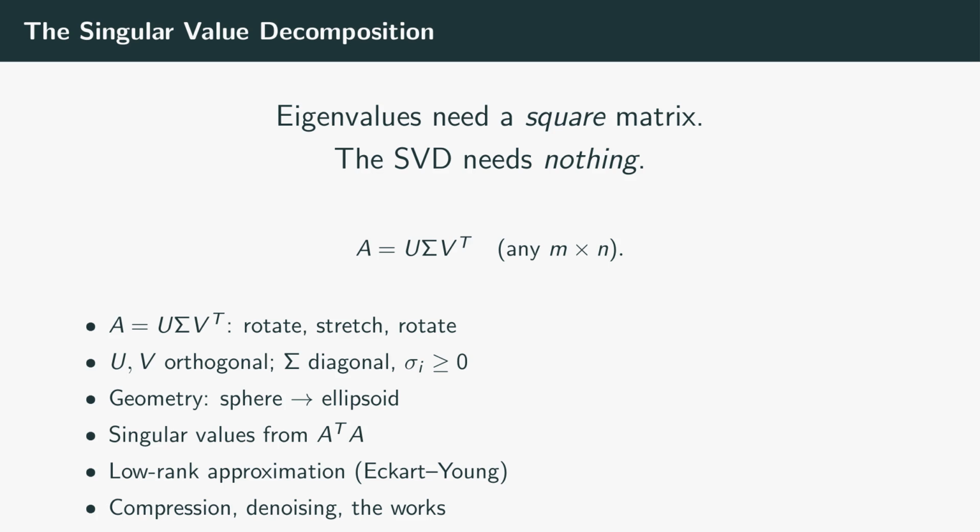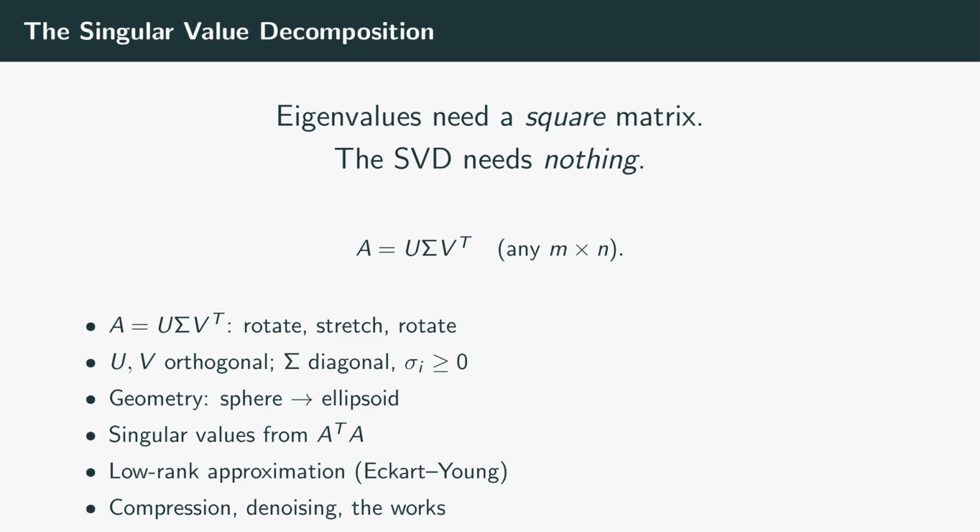It says that any matrix A can be written as U times sigma times V transpose, where U and V are orthogonal, pure rotations, and sigma is diagonal with non-negative entries called the singular values. Geometrically, it is the cleanest statement imaginable. Every matrix is a rotation, then a stretch along perpendicular axes, then another rotation. The unforgettable picture is that a matrix takes the unit sphere and turns it into an ellipsoid.